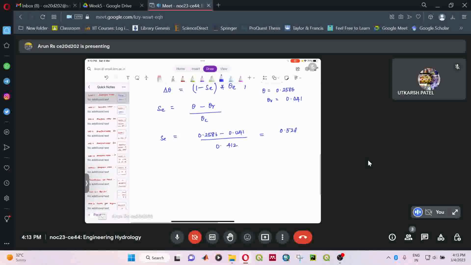Now we can calculate delta theta. So 1 minus 0.528 into 0.412. So your delta theta is 0.1945.